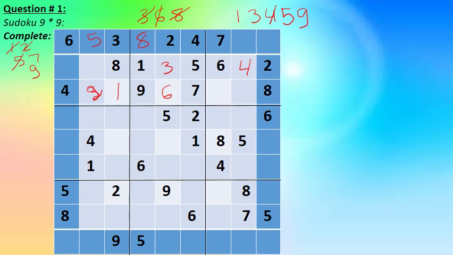Okay. Now 5. Can we place it in the first line? No, not the second, nor the third. Below the 6, yes, below the 6 we write 5. Now 9 has 2 choices. We leave it. Okay. Now 1 also has 2 choices. We move to the next box.